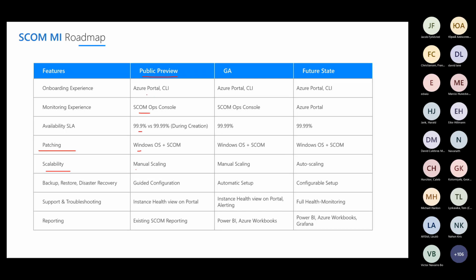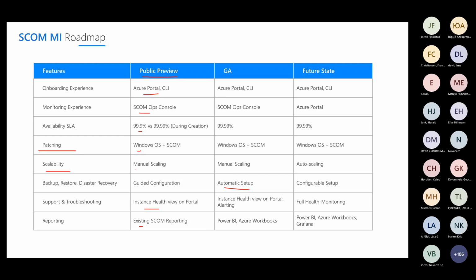The monitoring experience is by the Operations Console, as we talked about the Operations and Web Console, and the management or onboarding is on the Portal. There is no backup, restore, or disaster recovery built within the product for public preview, but we have a guided configuration available. Support and troubleshooting is going to be available on the portal, and reporting will be Power BI. Okay, I missed updating this. I'm sorry, this is the second instance of it happening. I'm going to update this, and then for GA, we are going to go towards automatic.